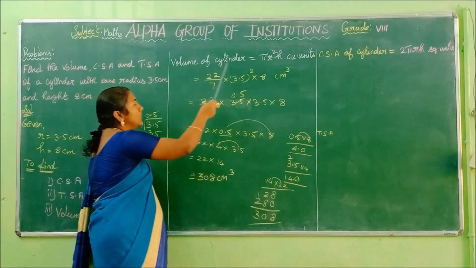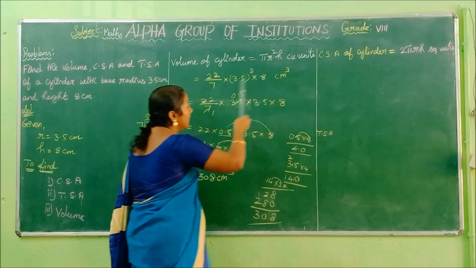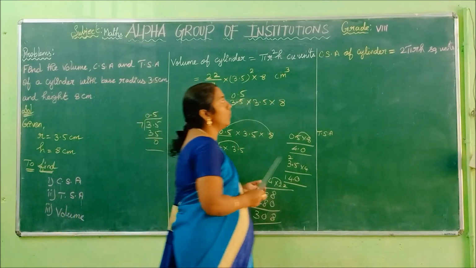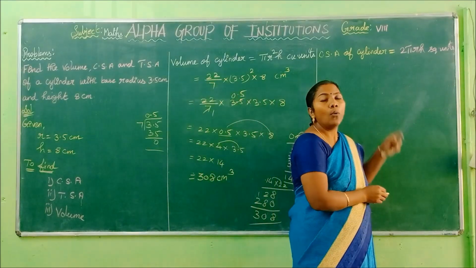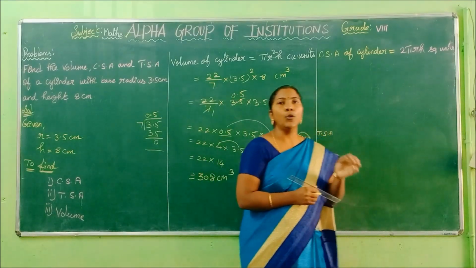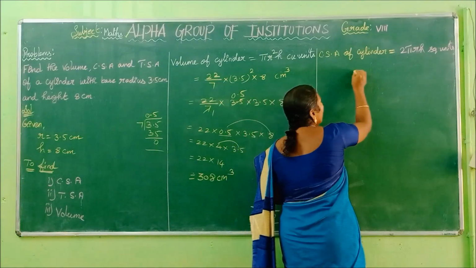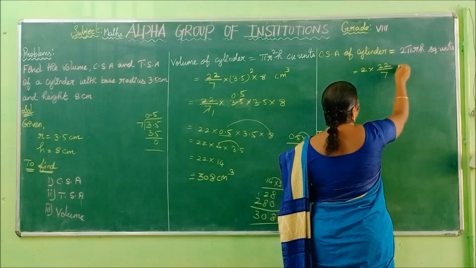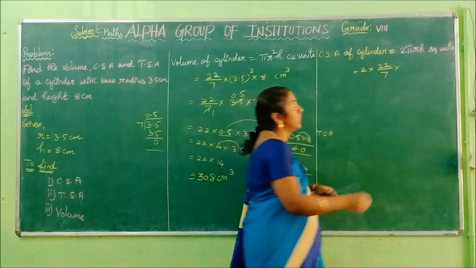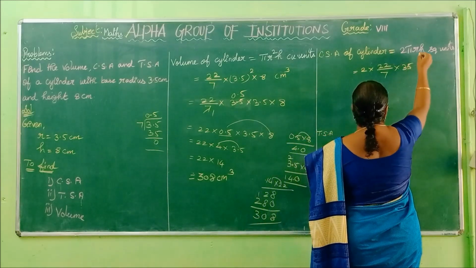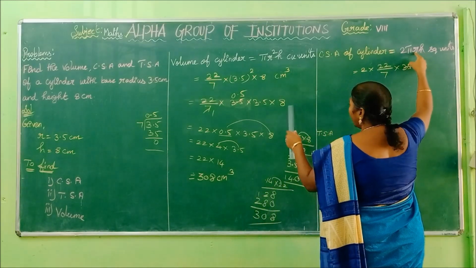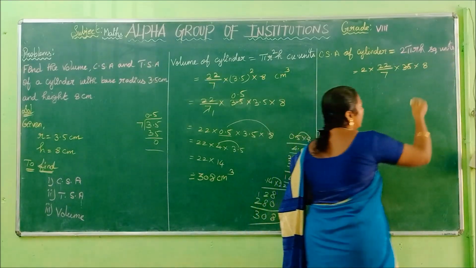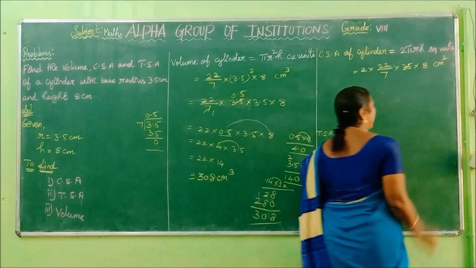Here volume of cylinder equal to pi r square h cubic units. Thus we have found out 308 centimeter cube. Next we are going to find out CSA of cylinder. What is the formula for CSA of cylinder? 2 pi r h. Here 2 into pi, value of pi is 22 by 7, into what is the value of r? 3.5 in this problem, into what is the value of h? 8. Square units. Here you have to write square units. What is the unit here? Centimeter. So centimeter square.